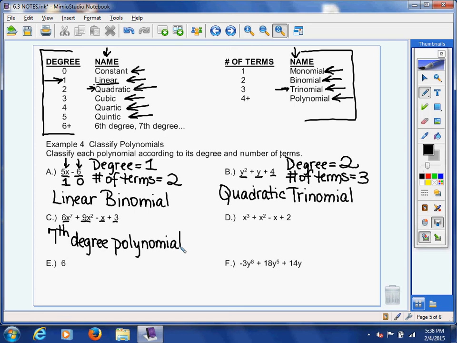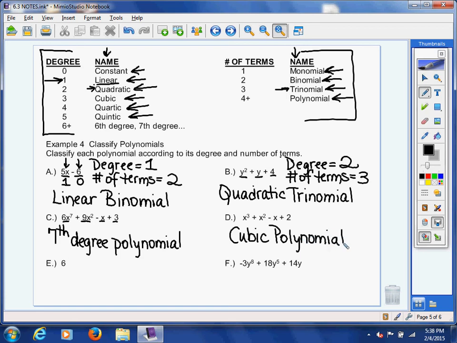Let's look at letter D. Again, what's the biggest exponent on your x's there? The only variable there is x, so just choose the largest exponent. Okay, 3. I see that. I agree with you. 3 is cubic. So that's the degree. It's a cubic degree. And then how many terms do you see there? Yep, I see 4 terms. So this would be a polynomial. This is a cubic polynomial.